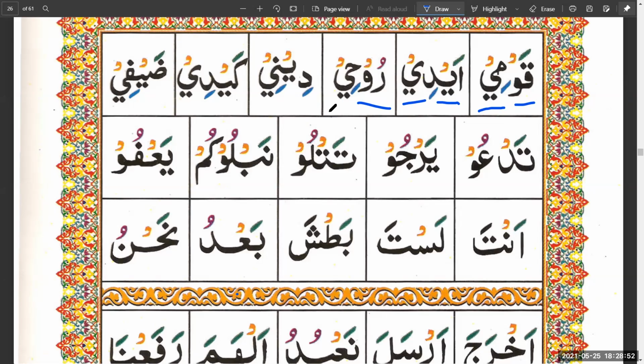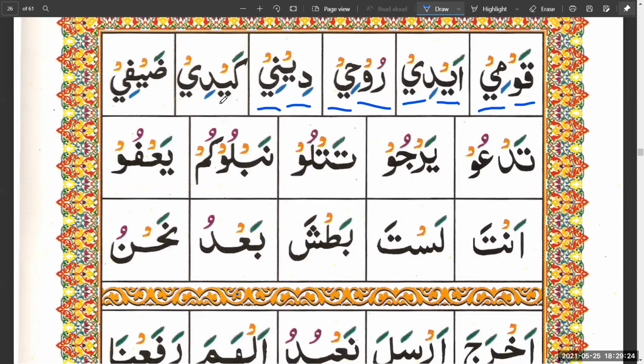Then we have ha with a kasra, ya with a sukoon, hi. So this whole word would be ruhi. Next one, dal kasra di, ya with a sukoon, di. And then noon with a kasra and ya with a sukoon, ni, di, ni.